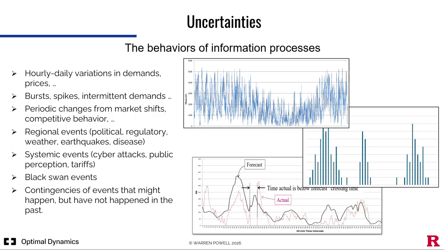Now, after that, we also have to think about the behavior of each type of uncertainty. You can have uncertainties that work on an hourly time frame. There can be bursts and spikes, but maybe you have periodic shifts, regional events, systemic events, black swan events, and maybe contingencies that have never happened before, but maybe they will happen.